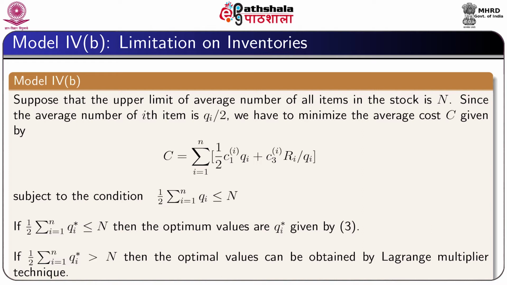Again, if this constraint holds for qi star, then the optimal values of qi star can be accepted. Now, if qi star does not satisfy this constraint, that is half of sigma qi star is greater than n, then the optimum values obtained in equation 3 cannot be regarded as optimal values. So, we apply Lagrange multiplier technique.